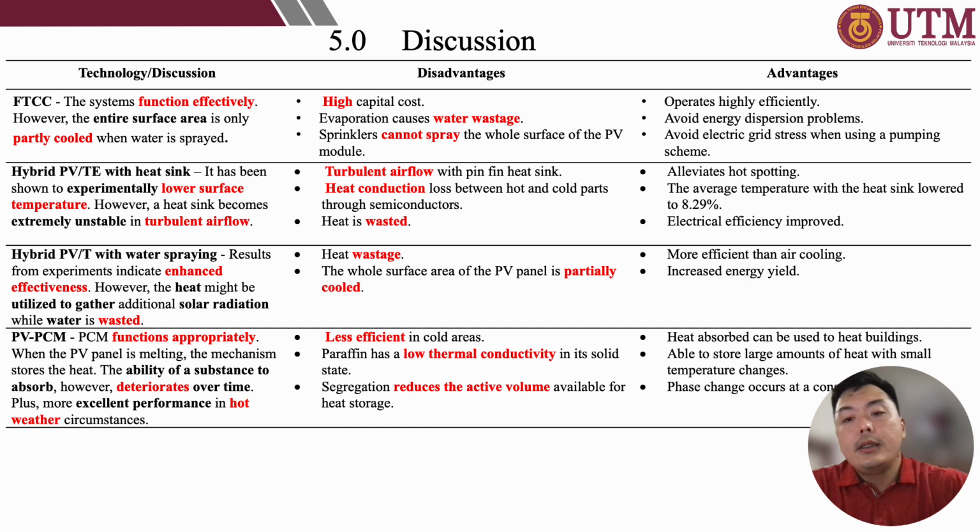Looking into the discussion table, it comprises technology, discussion, disadvantages and also the advantages. For FTCC, the system functions effectively. However, the entire surface is only partly cooled when water is sprayed. Among the disadvantages are high capital cost, evaporation causes water wastage, and the sprinkler cannot spray the whole surface of the PV module.